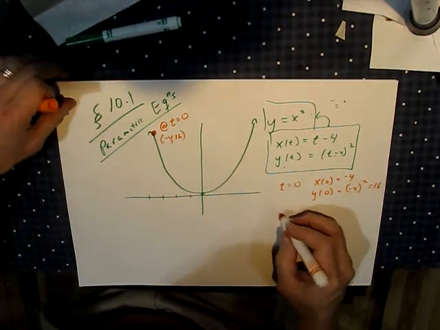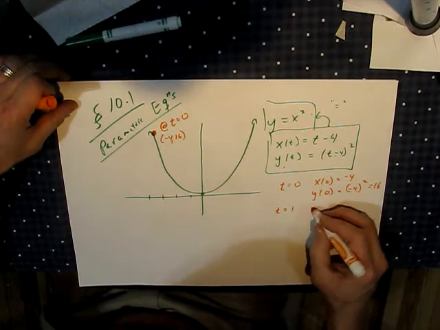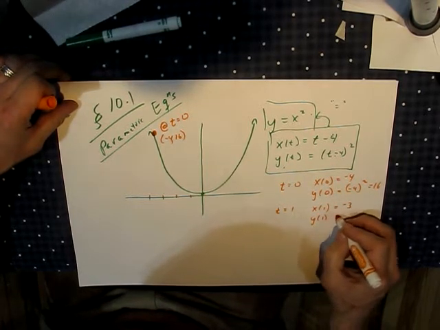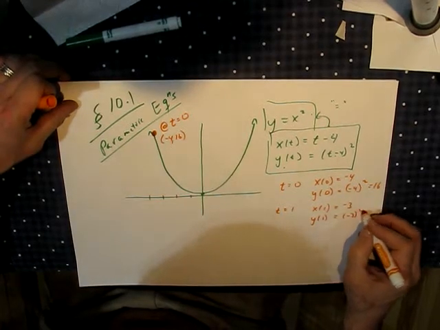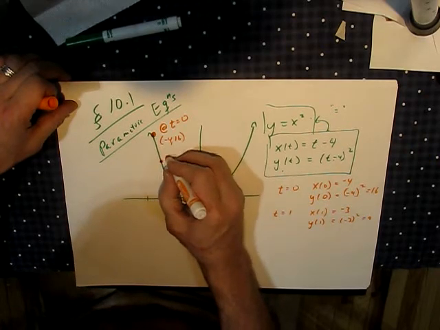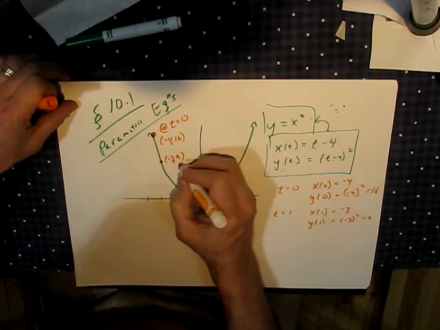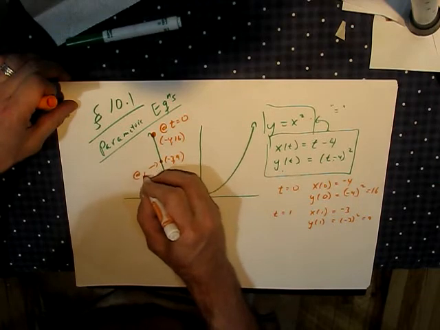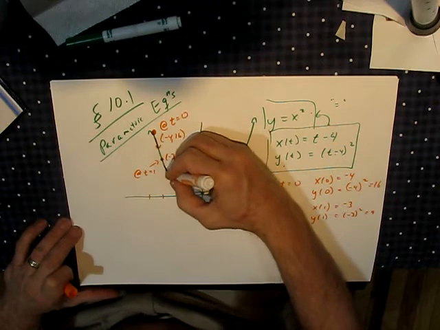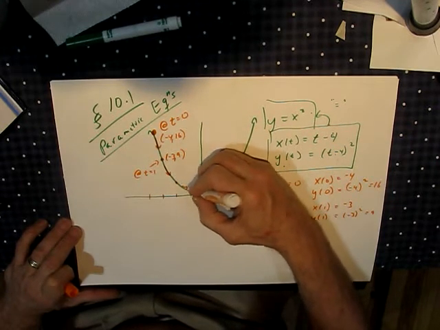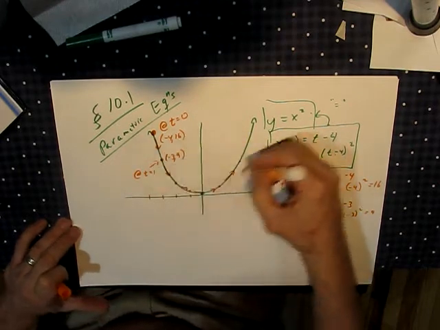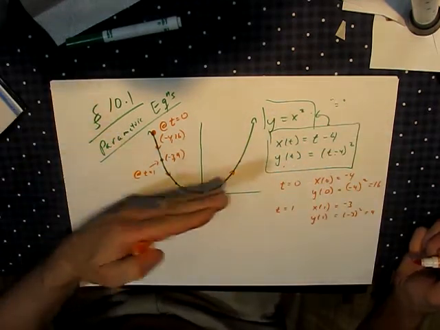Now, we're going to let time move forward. Let's get t equal to 1. And so now x of 1 is negative 3, and y of 1 is negative 3 squared, which is 9. So 1, 2, 3. Here is the point minus 3, 9, and it's occurring at t equals 1. So what's happening is it seems that the parametric equation is watching these dots move along the y equals x squared.